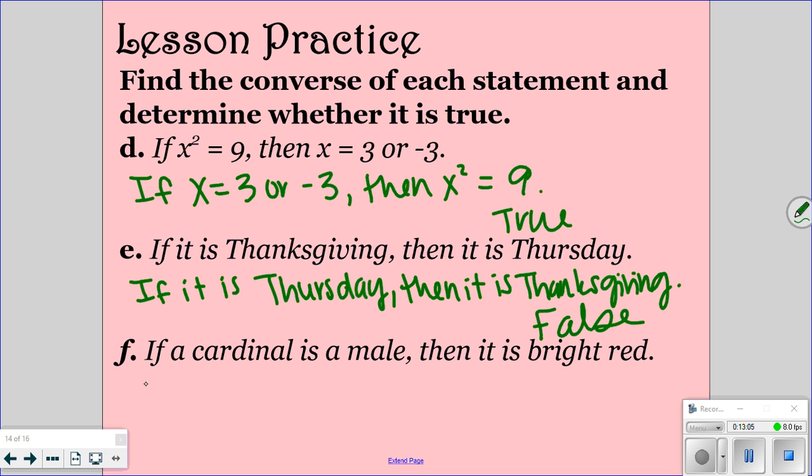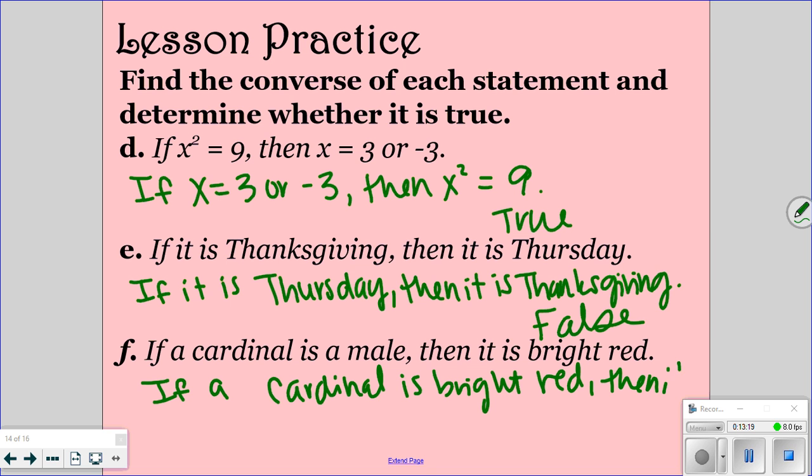Okay, looking at this last one, the converse is going to be if a cardinal is bright red, then it is a male. So you may need to use some information about biology to figure out this one, but if a cardinal is bright red, then it is a male. That is a true statement. Only the male birds have bright colors. So if it's a female, then it's not going to be bright red.